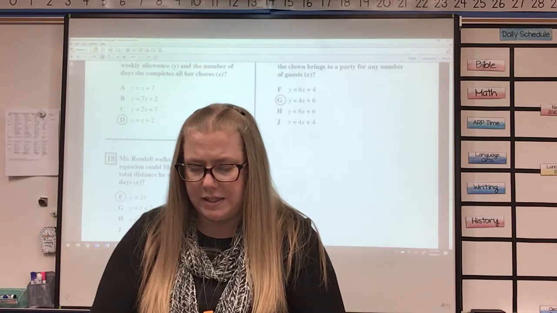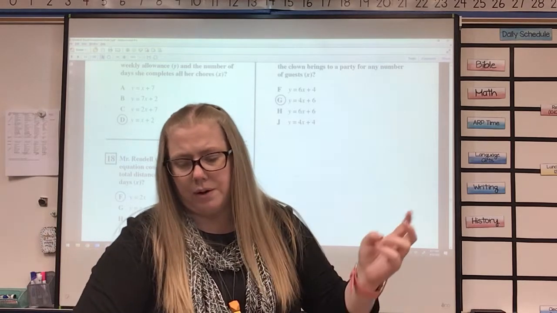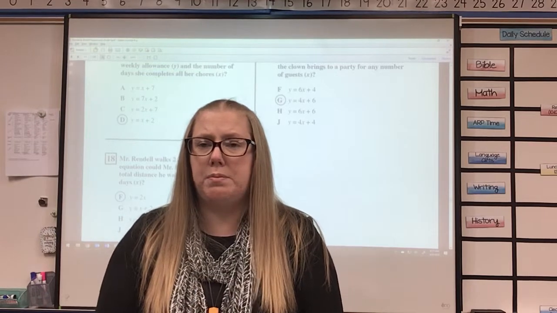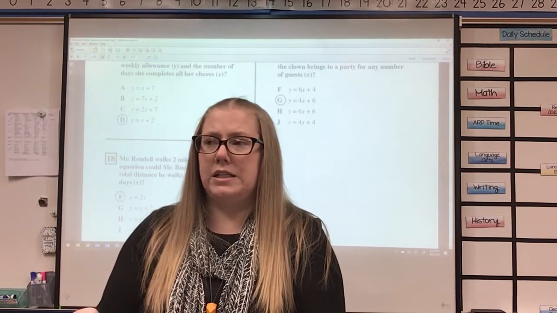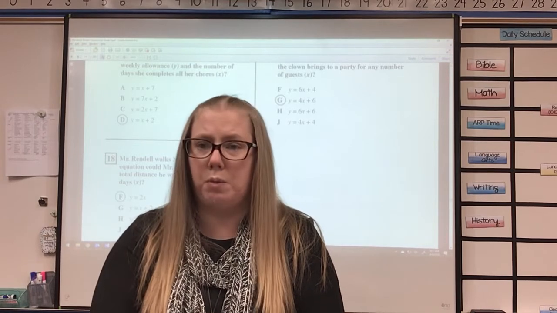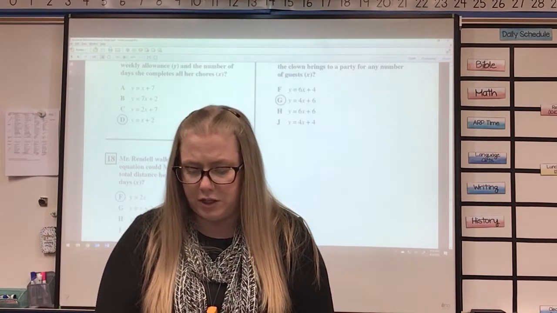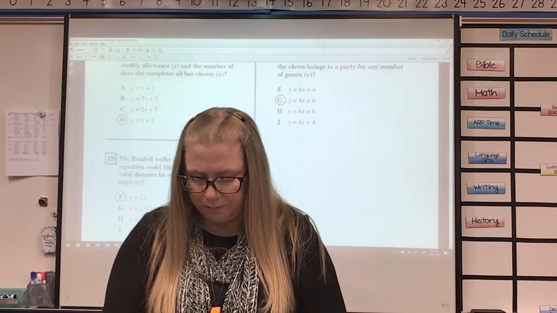On number 8, it's kind of a reverse of a function table. So if you need to make a function table and figure out the rule to figure out which ordered pair goes with it, do so. For number 9, make a function table, same thing for 10.